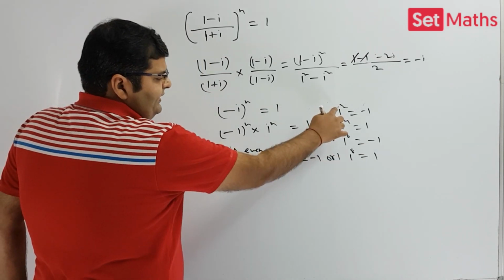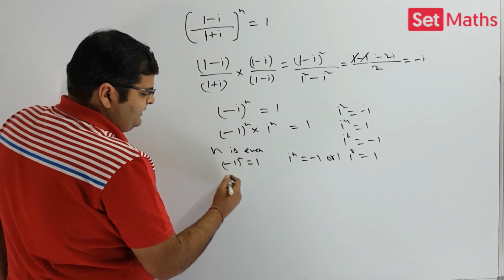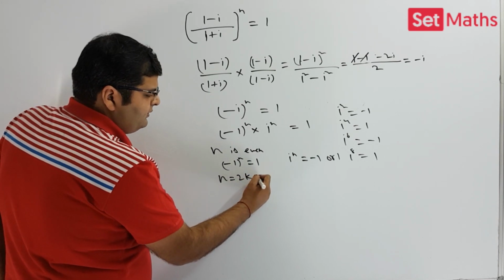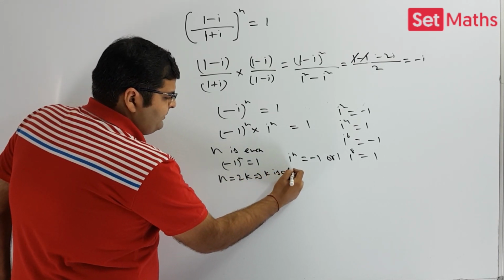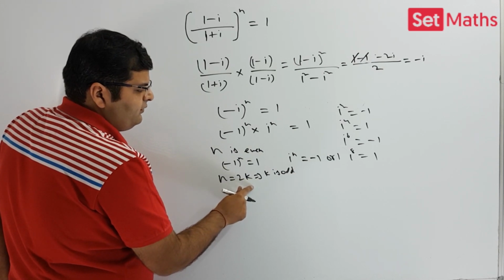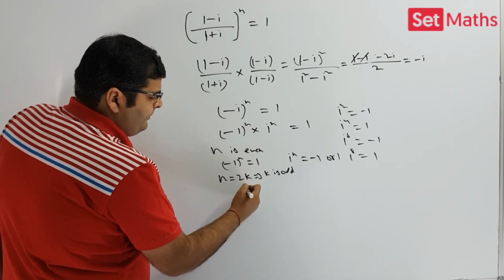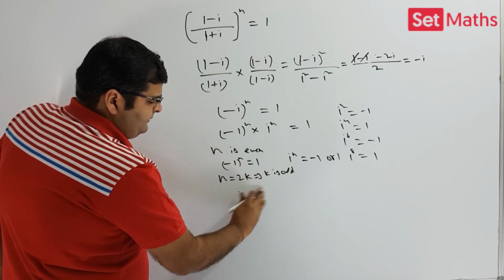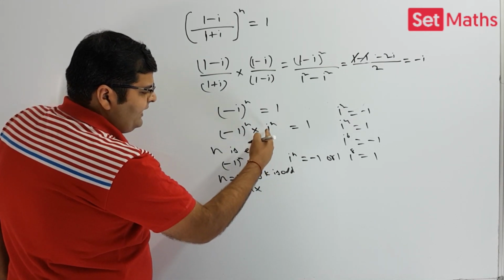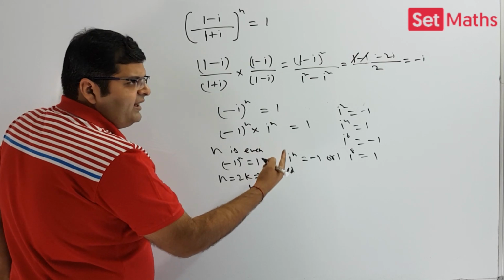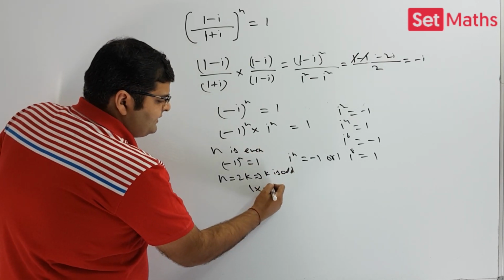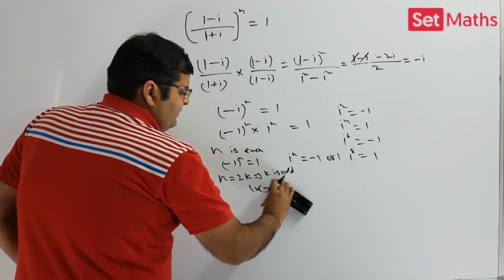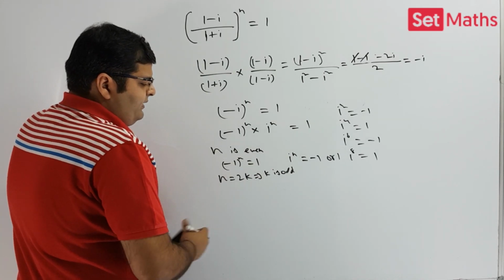So when n is even, and n is equal to 2k, where k is odd, that means it's only a multiple of 2 and not a multiple of 4. In that case, it will become (−1) raised to n, which is 1, times i raised to 2k, where k is odd. So this will be minus 1. 1 times minus 1 is minus 1. But we need the result to be 1. So this also goes away.